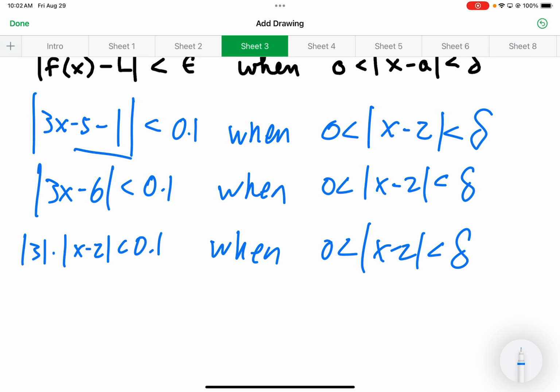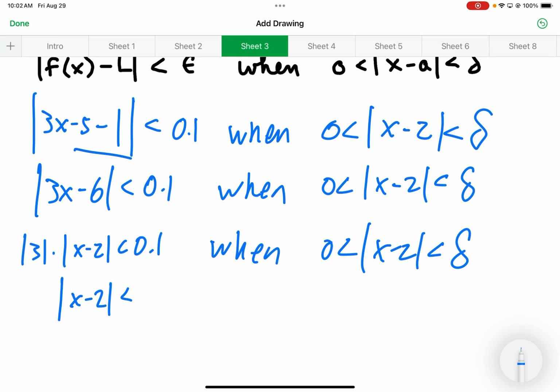Okay. All right, well, what can I do with this 3? I can divide both sides by 3 there, right? Absolute value of 3 is 3, so I don't need to be too careful about it anymore. So then I get absolute value of x minus 2 is less than, what is 0.1 divided by 3?